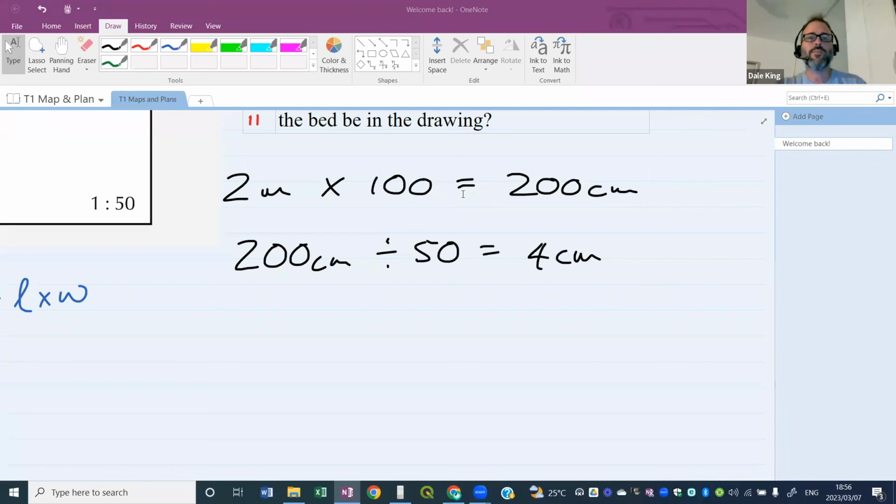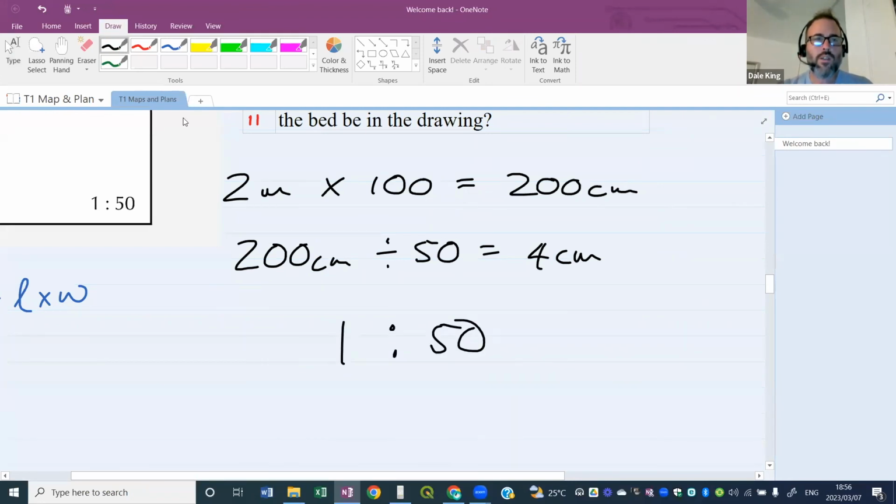Sakile, I'll explain it one more time quickly. Our ratio is 1 centimeter is to 50. So the ruler measurement on my diagram, if it's 1 centimeter measured on my diagram, it's 50 centimeters in the real world. Which means if it's 50 centimeters in the real world, it must come down to 1 centimeter on my diagram.